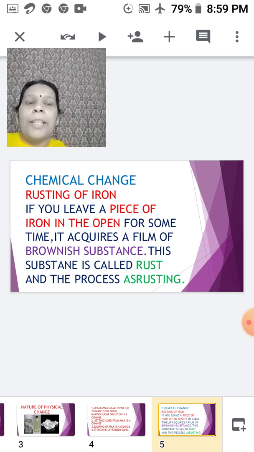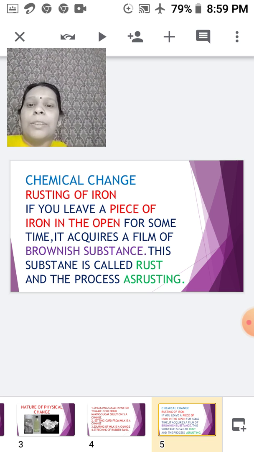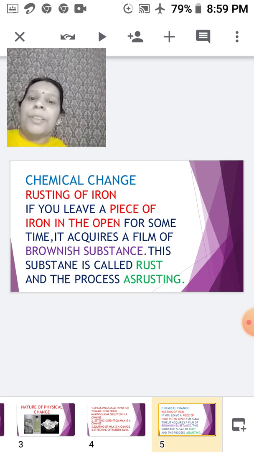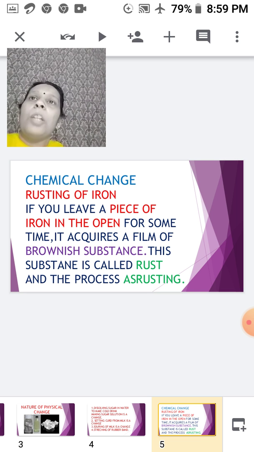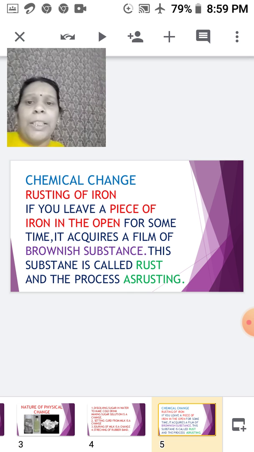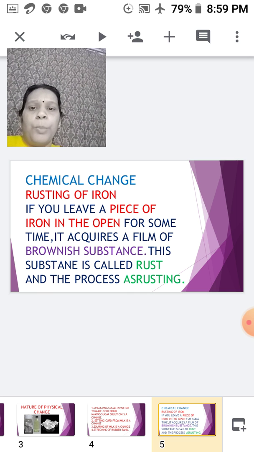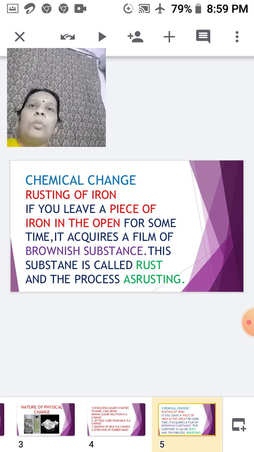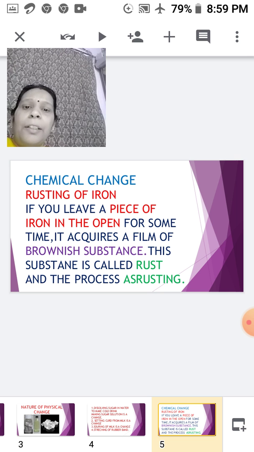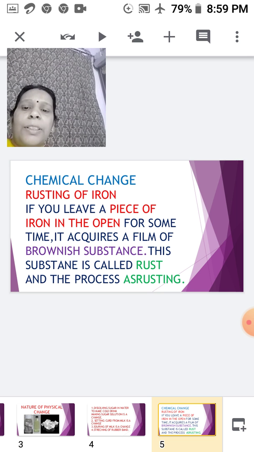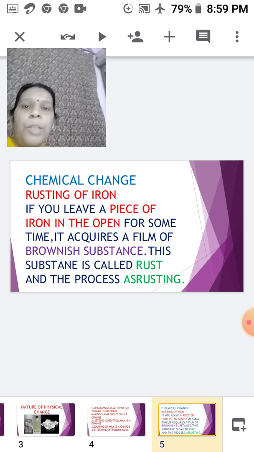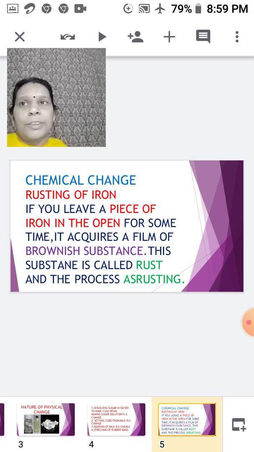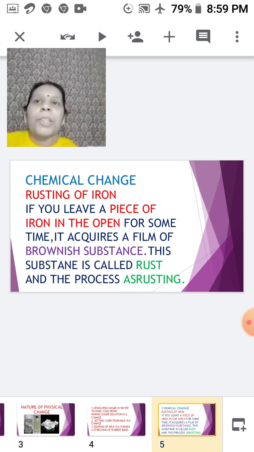Now children, as I was giving you the examples that we talked about yesterday, we will start with a topic that is rusting of iron. Children, you all might have seen in your day to day life, when you go out in the open, there are some pieces of iron which are left in the open for some time. So they turn brown. This turning of these substances into brown is said to be rust, and the process is said to be rusting. Now we will talk more so that the topic is more clear to you.